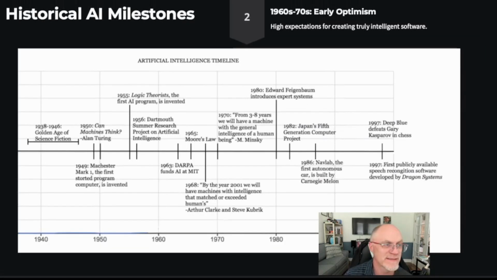This chart here has some big milestones, which you can look at and see some of the things. So Alan Turing, we already talked about, that was back in the 50s. And there are some other pretty interesting things. This covers up until about 2000.